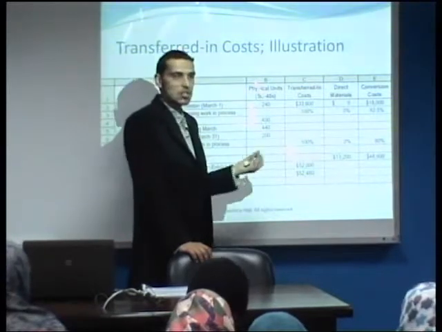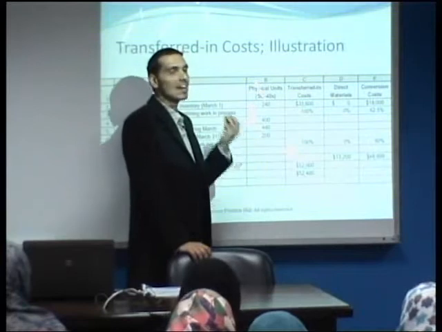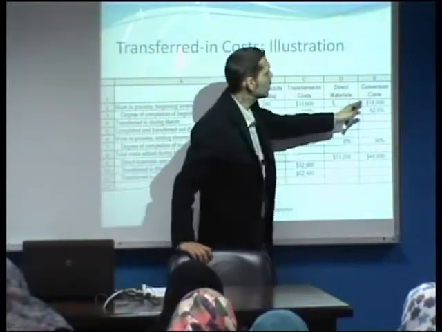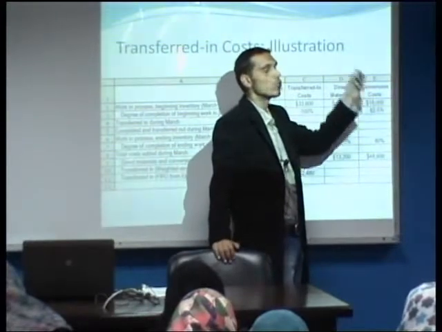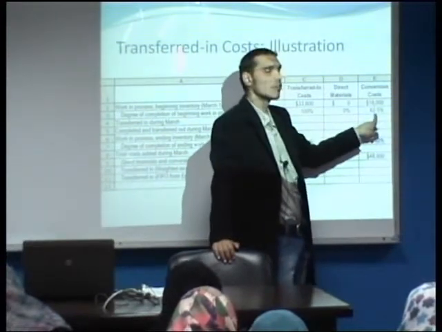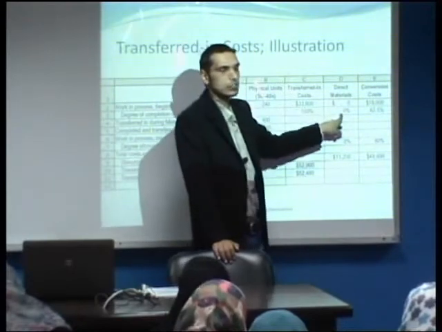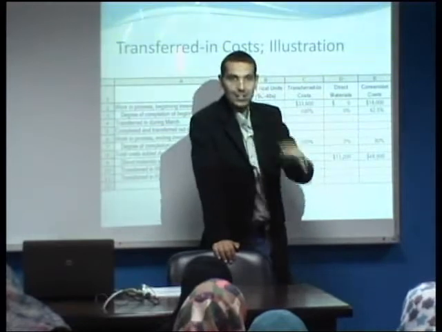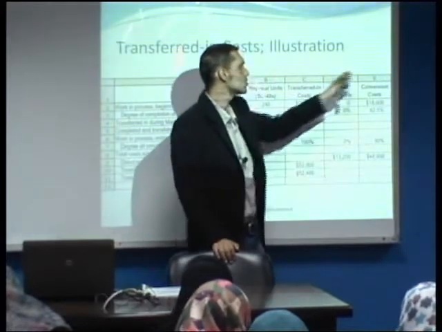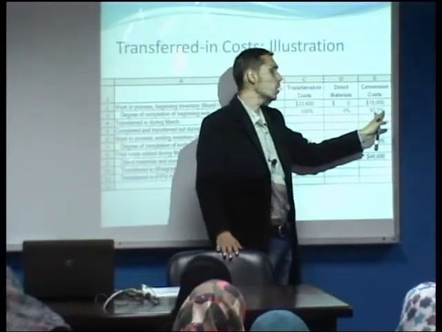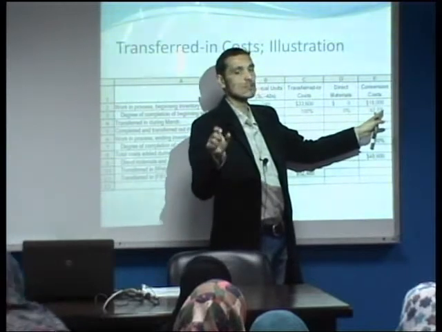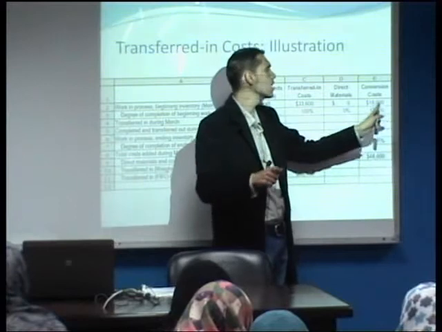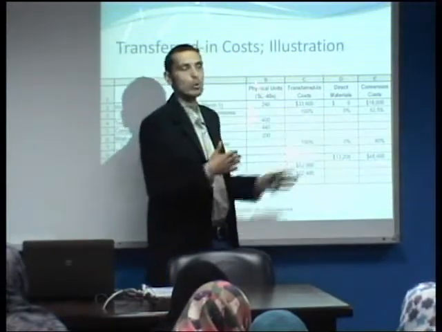Excellent, because as we just saw, direct materials are added at the end of the production process. Therefore, if the percentage of completion for these units was 62.5, this means that they took 0% of the direct materials. Of course, the conversion costs are added evenly throughout the production process. Therefore, it would be 62.5%.